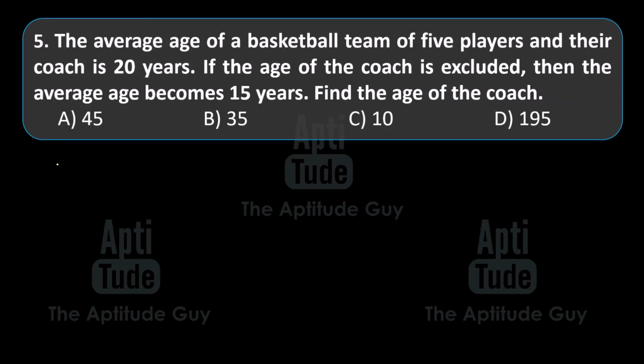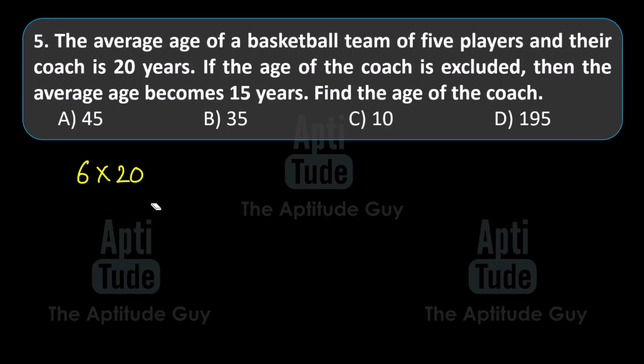All right, let's do it. So this is the reverse of the previous question. Basketball team of 5 players, then the coach. So totally there are 6 people, their average is 20. So 6 into 20. This is the total age of the entire team, including the coach.